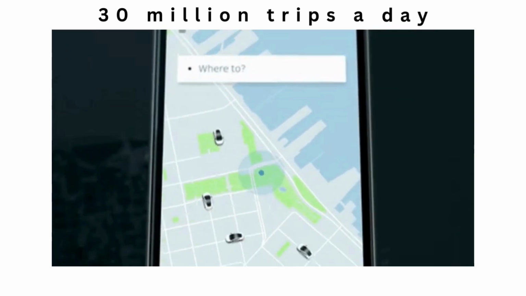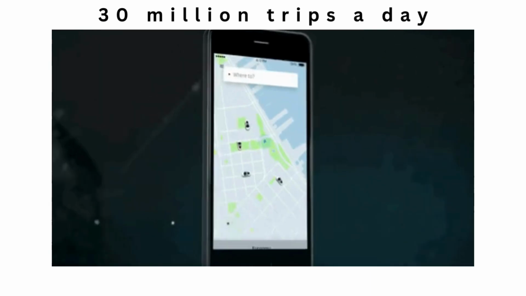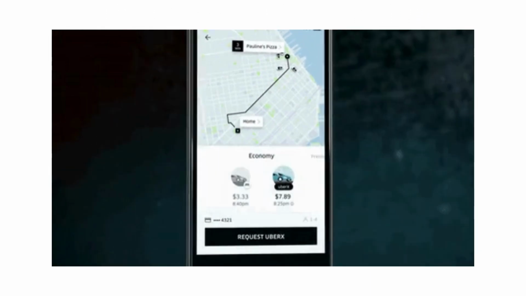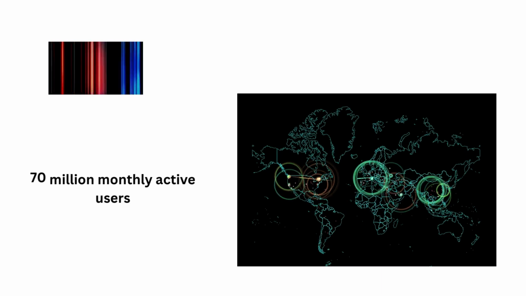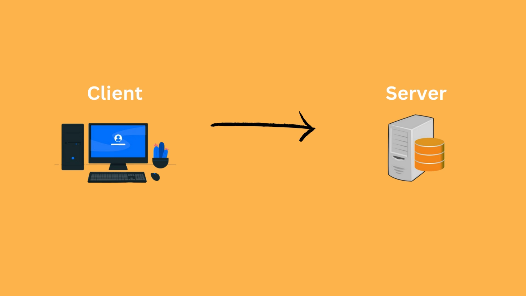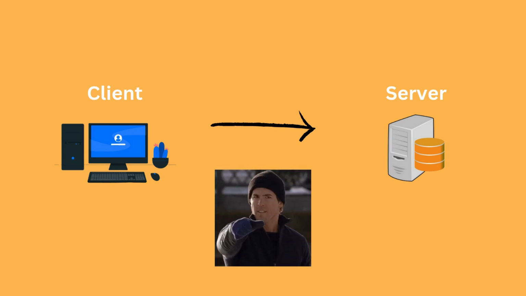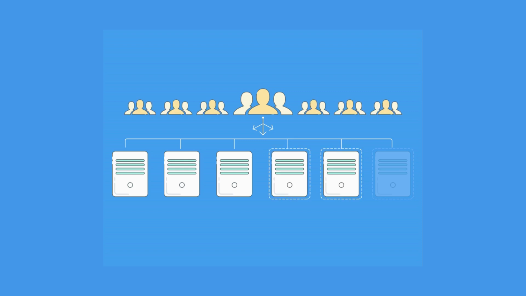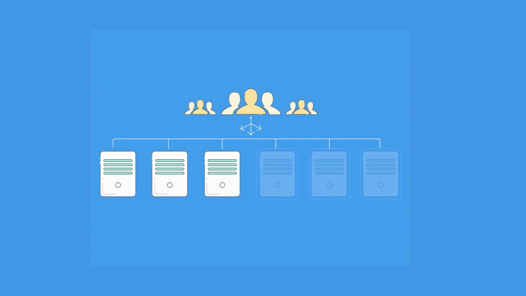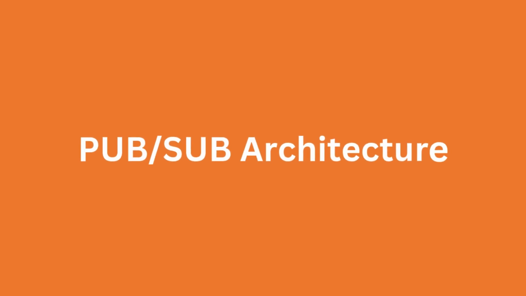When you're someone like Uber handling more than 30 million trips a day worldwide, or Netflix streaming content to millions of users simultaneously, a traditional request-response model is not good enough. Every time a movie is released or a ride is requested, sending a separate request to each user is not feasible at their scale. This is where pub/sub architecture comes in.